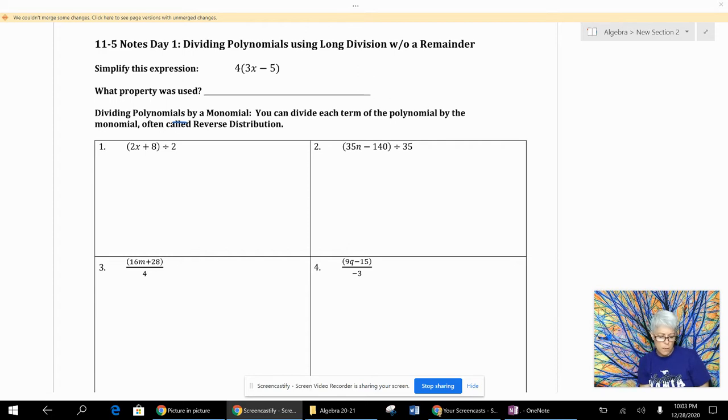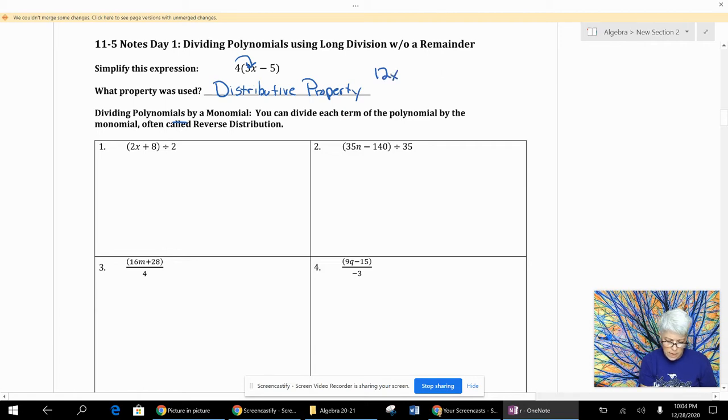For example, right here it says simplify this expression. How would you simplify that expression? That's right, you would use the distributive property. You would take the 4 and multiply it times the 3x and you'd get 12x. You would take the 4 and multiply it by the -5 and you would get a -20. Well, what we're going to do today is kind of like doing the distributive property backwards.